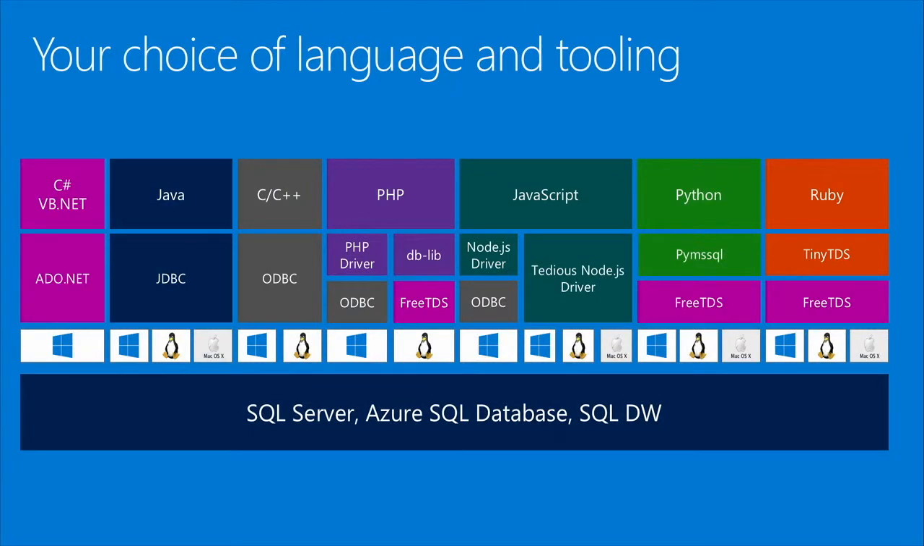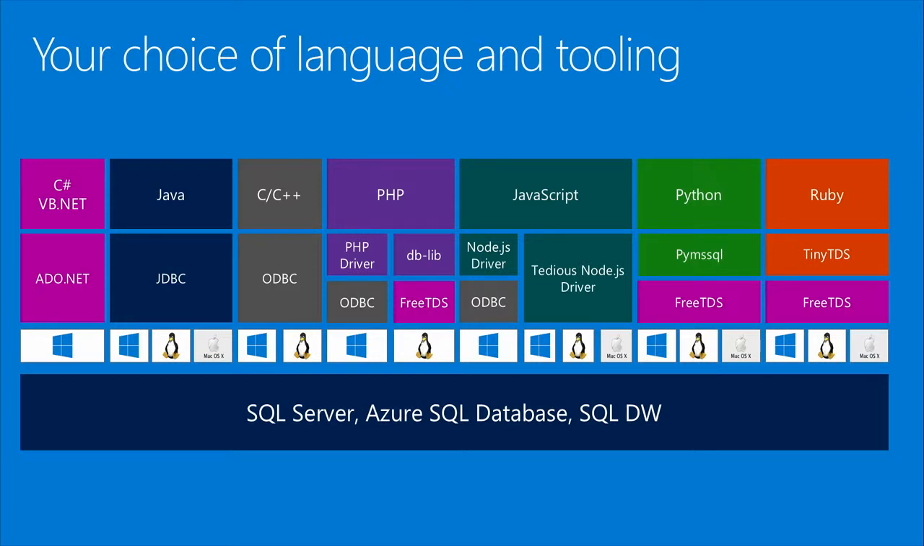So the very next question usually people ask is, well, that's a lot of languages. I can program in any language I want, but how does that work? So let's look at the stack that actually enables this to work. So obviously with something like C#, we have our ADO.NET client connectivity libraries that allow you to connect to a SQL database from any Windows platform.